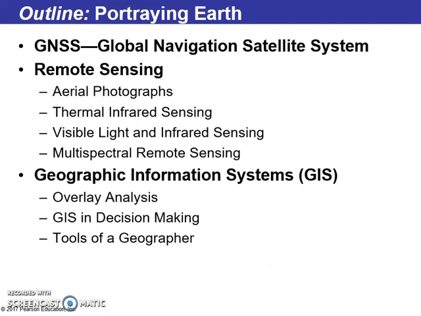As accurate remote sensing, so it can be aerial photographs, planes, helicopters, planes flying very high up in the jet stream, thermal, visible light, multispectral remote sensing, so different bands. And then we have geographic information systems, so overlay analysis, GIS, and decision making. And we see different routing type applications we can use through the web or quickly find radar or weather. And these are tools of a geographer, really.